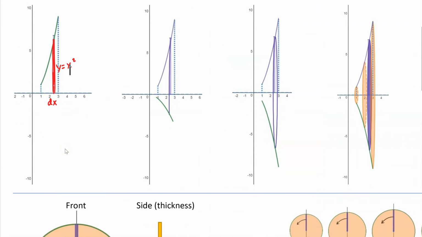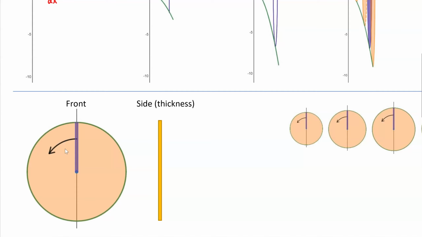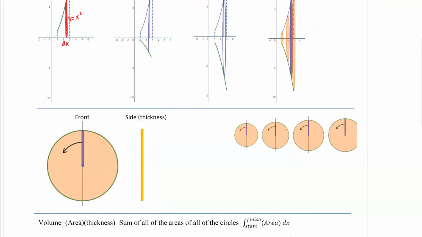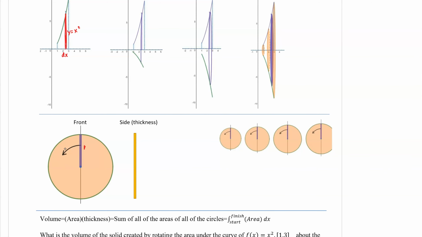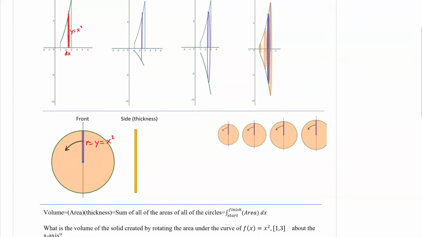So as we rotate it, it gives us our circle. So there is our rectangle, and we now are going to call this our radius, right? And our radius here, though, is y. So if you look at our picture up here, I've already labeled it as y, which is x squared. So that is our radius. And then what are we doing?